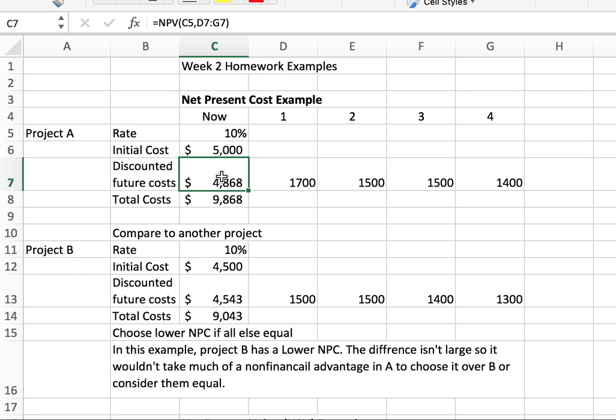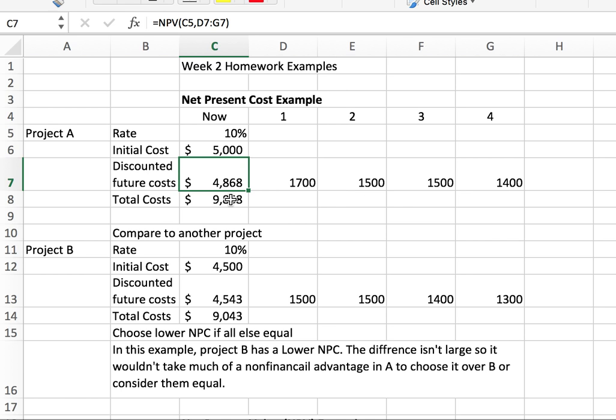So this is the discounted future cost. We've discounted it back at 10%. Another way to say that is, if I deposited $4,868 today, I could withdraw $1,700, $1,500, $1,500, and $1,400 to end up with zero. So this is the cost it is today if we were making 10% on our money. So you've got the initial cost of $5,000, that's in today's dollars, and this is the present value in today's dollars of all this future cash flow, what it would be worth to you today.